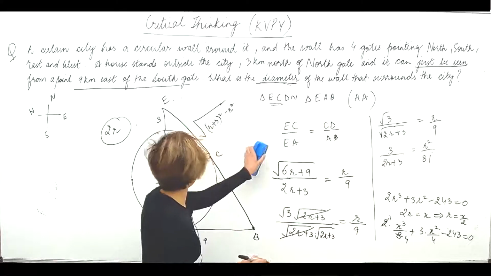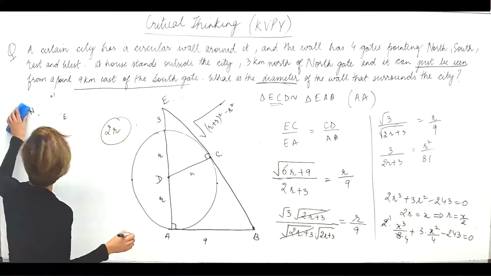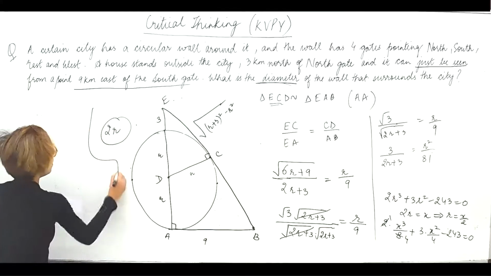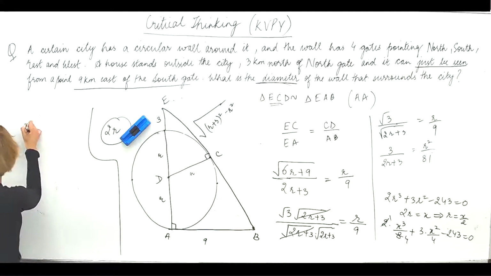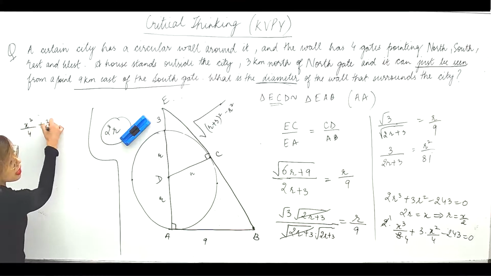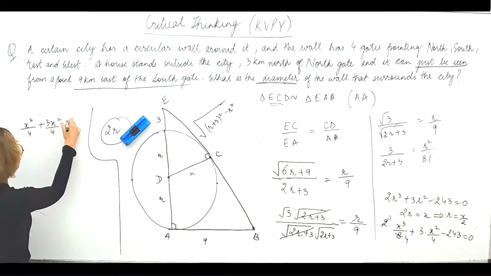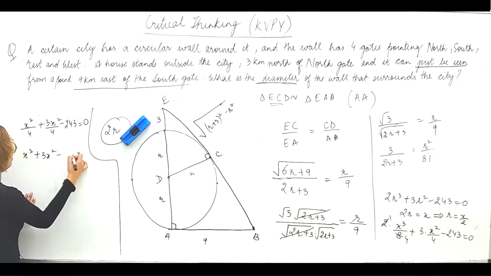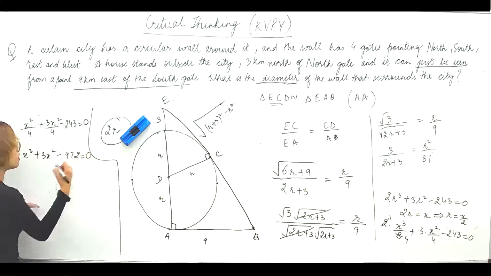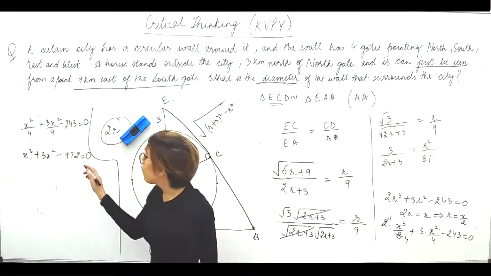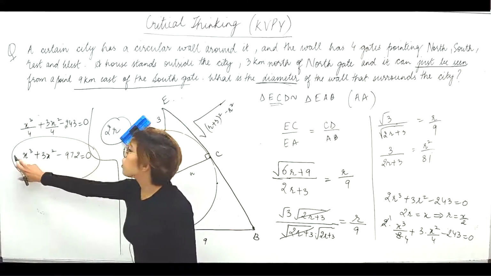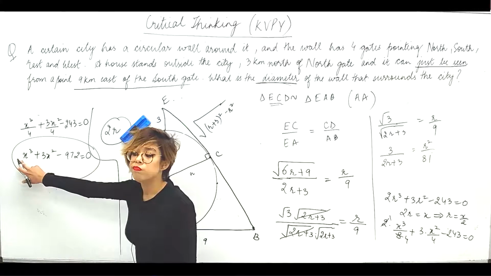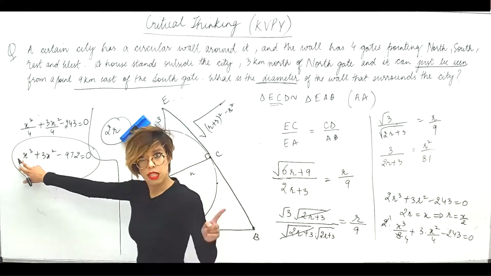Now, I'm going to this side because I need this space as usual. So, that is X cube by 4 plus 3X square by 4 minus 243 equal to 0. So if I take 4 as LCM, X cube plus 3X square minus 972 equal to 0. Now the benefit of this is what? Now my coefficient of the leading term is 1.